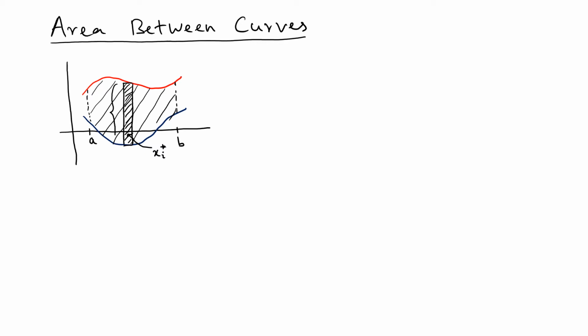You can see the height is the difference in the y values of those two curves. So I'm going to call the top curve y equals f(x), and the bottom curve y equals g(x). Then we can find the area of one such rectangle, what we call the typical rectangle at the point xi star. We call it the area element, using delta notation: delta A. By geometry, it is the height times the width.